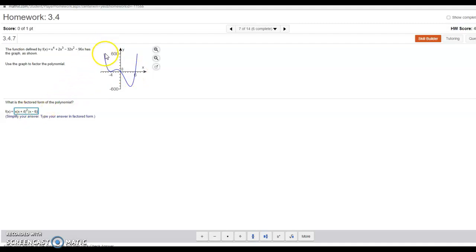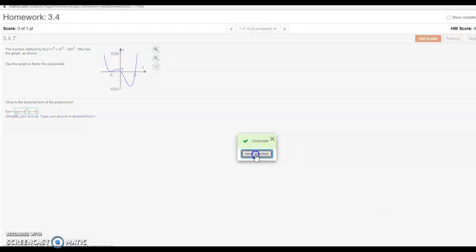And then because the ends are up and up, I know it has a positive lead coefficient. We'll assume that to be 1. But if these were down and down, I'd put a negative on the front of my graph. But this one is up and up, so positive.